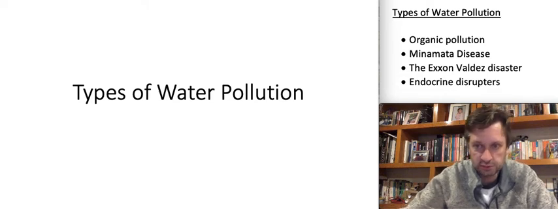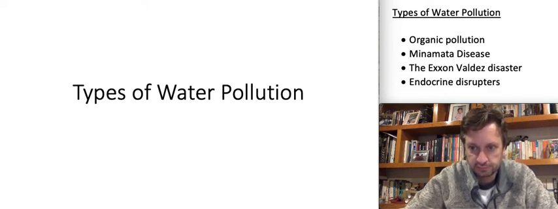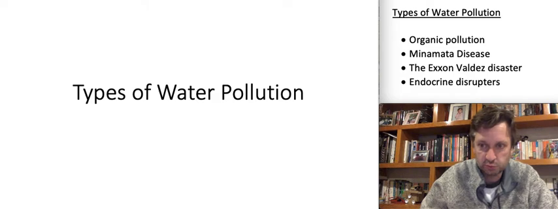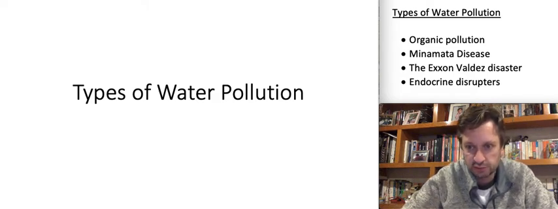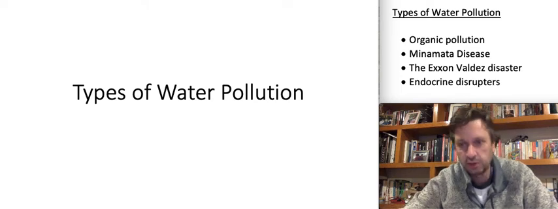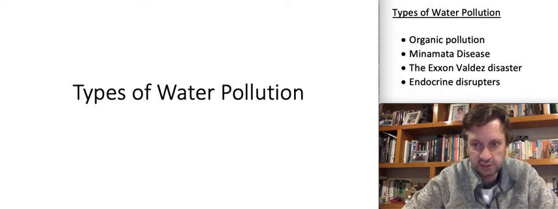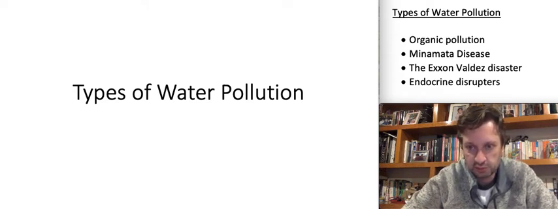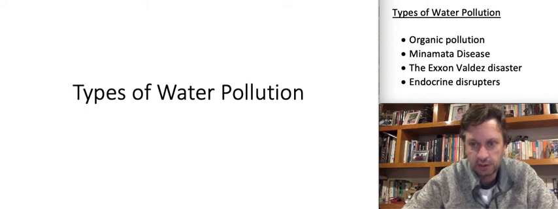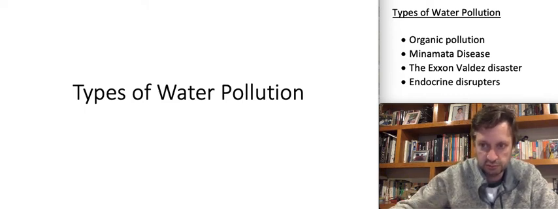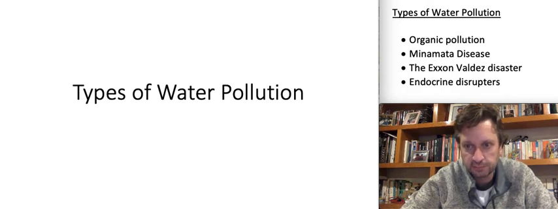So number 1, I want to look at organic pollution, specifically what happens to water that receives sewage from sewage plants. Number 2, you might remember we've seen this before, I want to look at the Minamata disaster or Minamata disease, which was a disease caused by the release of heavy metals into a bay in Japan. And those heavy metals got into the food chain and were consumed by humans.